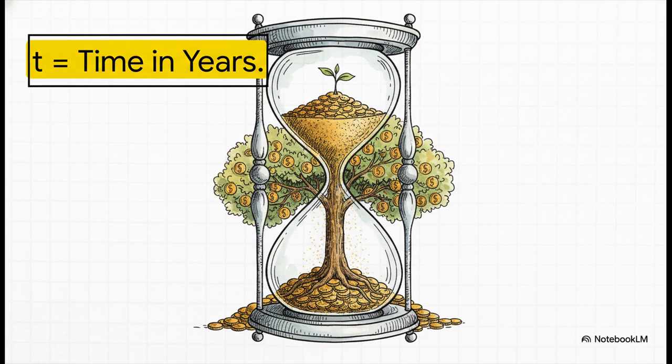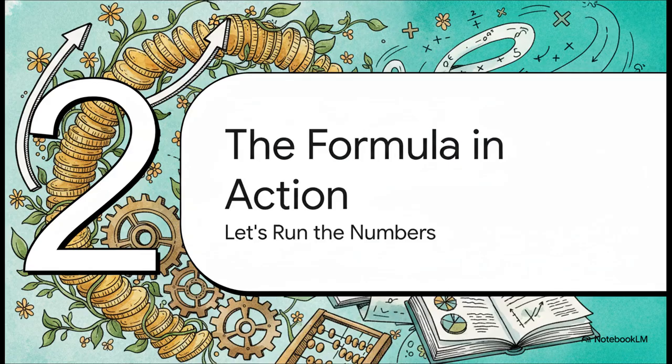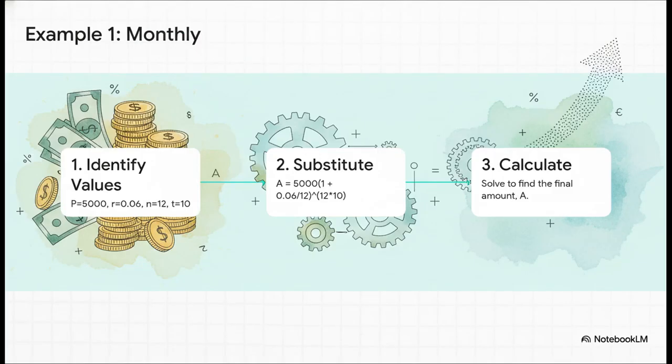So that's the whole code, right? Your principal grows at a certain rate, compounded a number of times over a period of time to give you your final amount. Simple. All right, enough theory. The absolute best way to really get this formula is to see it in action. So let's roll up our sleeves and run the numbers with a couple of real-world examples. Let's start with a really classic scenario. Say you invest $5,000 at a 6% annual rate, and it's compounded monthly for 10 years.